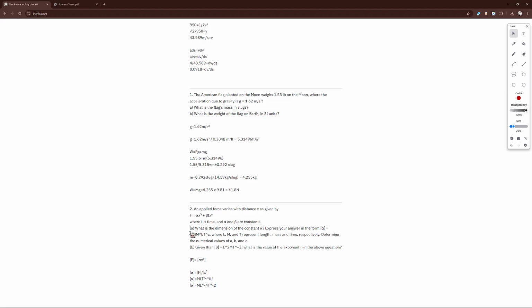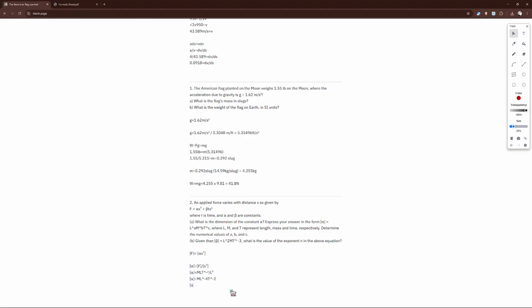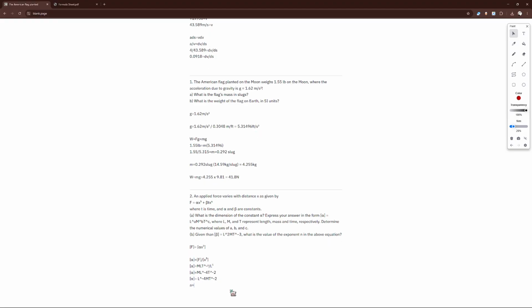And if we look here, we were looking for alpha in the form L to the A, M to the B, T to the C. So we'll rewrite that. Okay, so L to the A, so A is -4, M to the B, so M to the 1, T to the -2. So here we get that A equals -4, B equals 1, and C equals -2. That's the answer for part A.